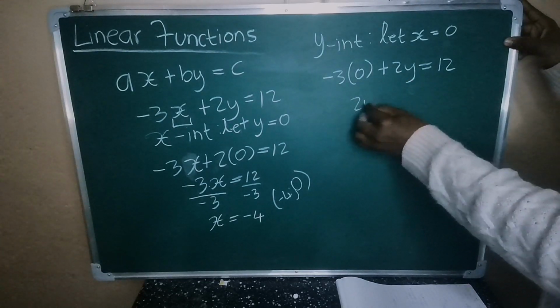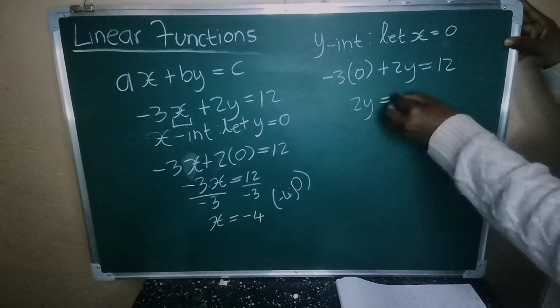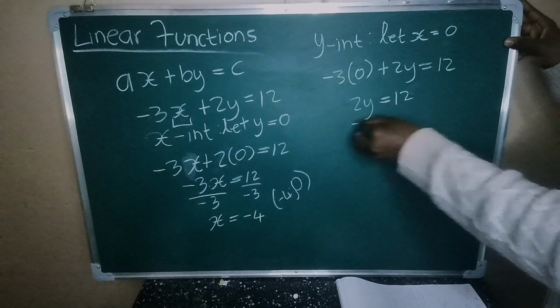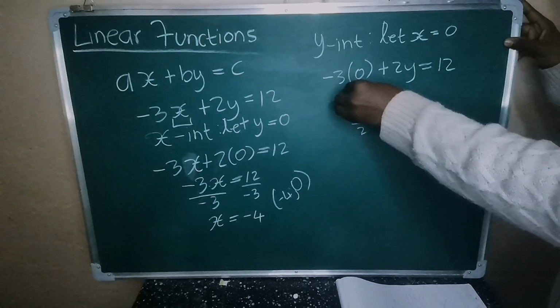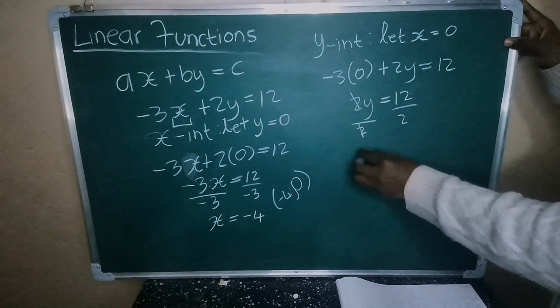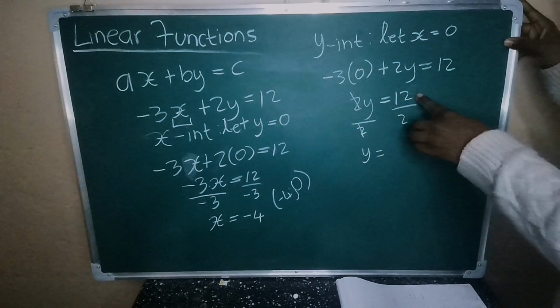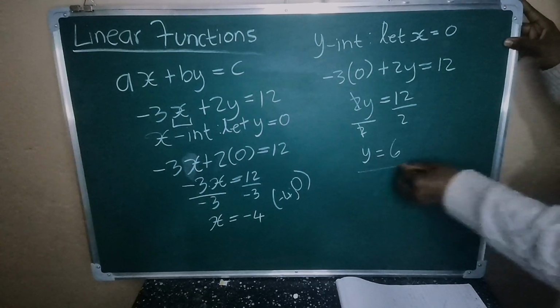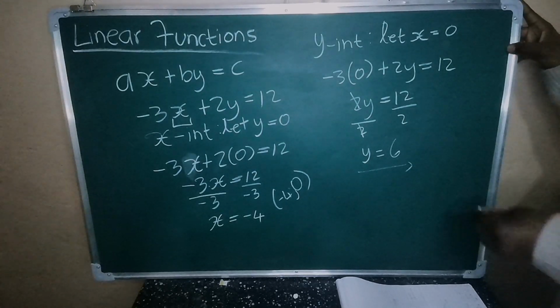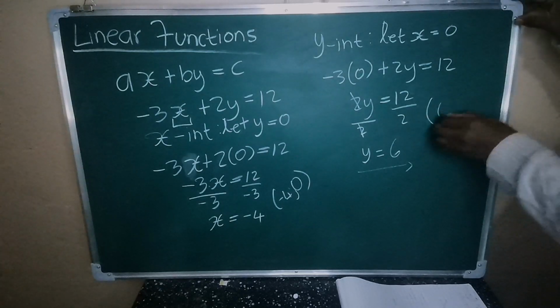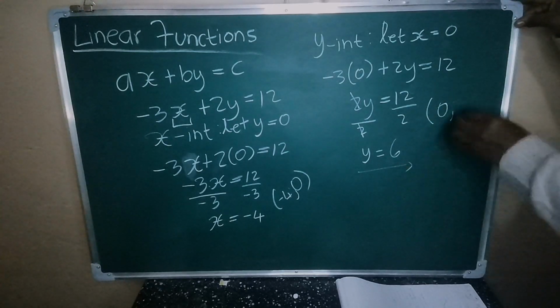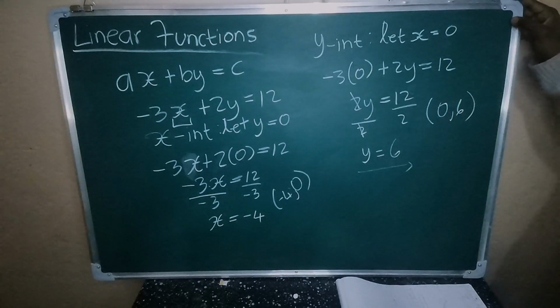Then I'm left with 2y is equals to 12. I divide both sides by 2. Then this 2 will divide this 2 and I'm left with y. 12 divided by 2 is 6. What are the coordinates of my y-intercept? X is 0, y is 6. I hope you get it, guys.